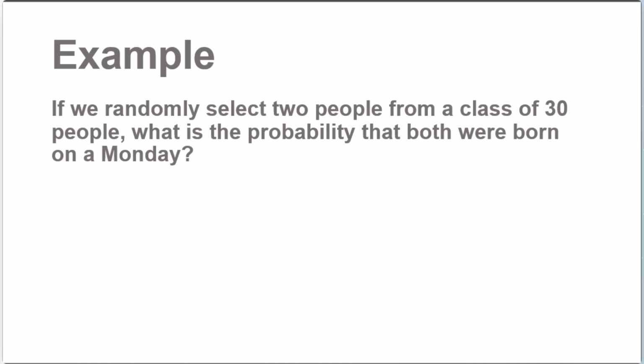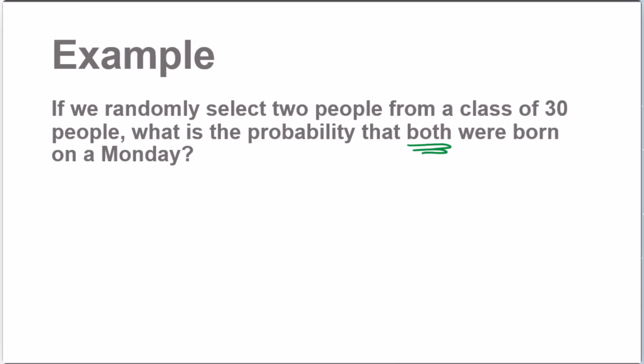So here's an example. If we randomly select 2 people from a class of 30 people, what is the probability that both were born on a Monday? This is an and probability, but it's not super obvious because the statement of the problem doesn't actually say and. The and is sort of encoded in this term both.